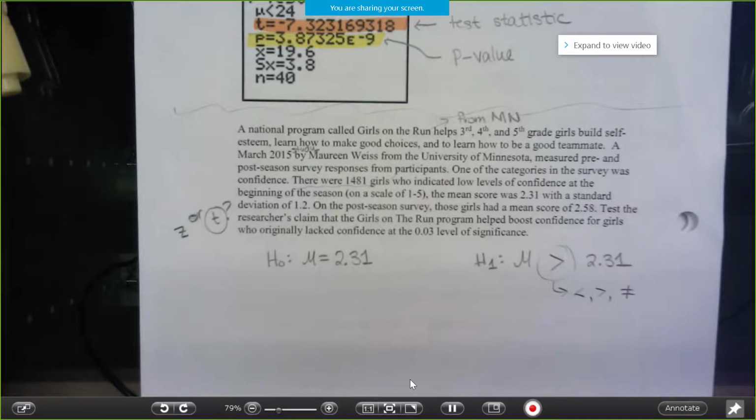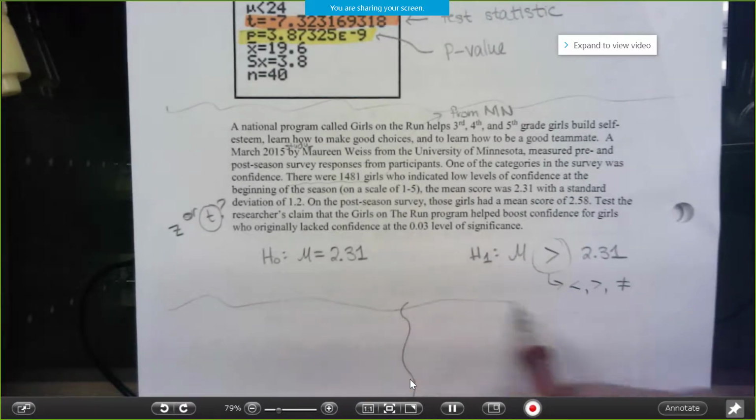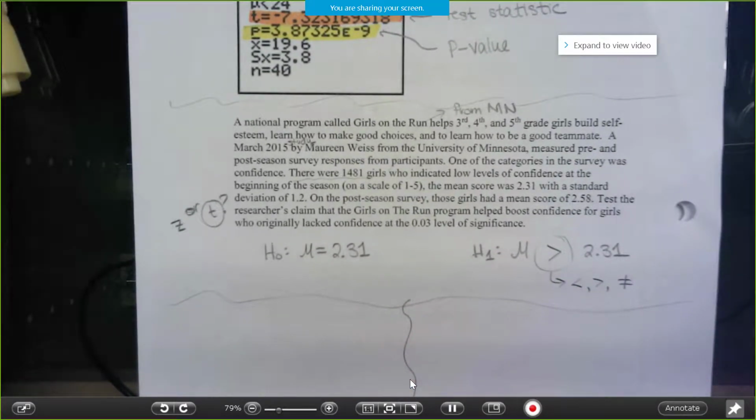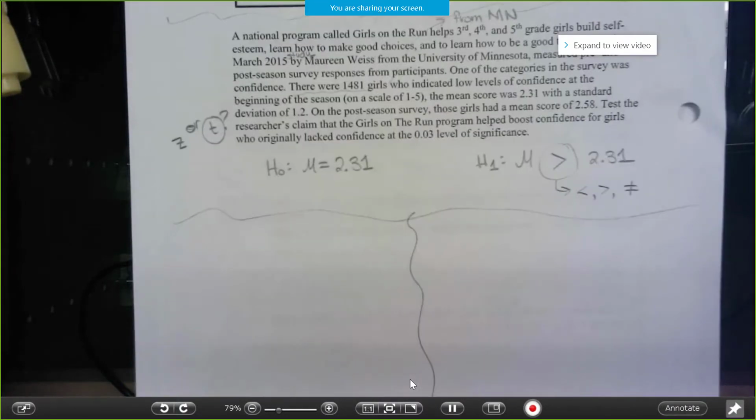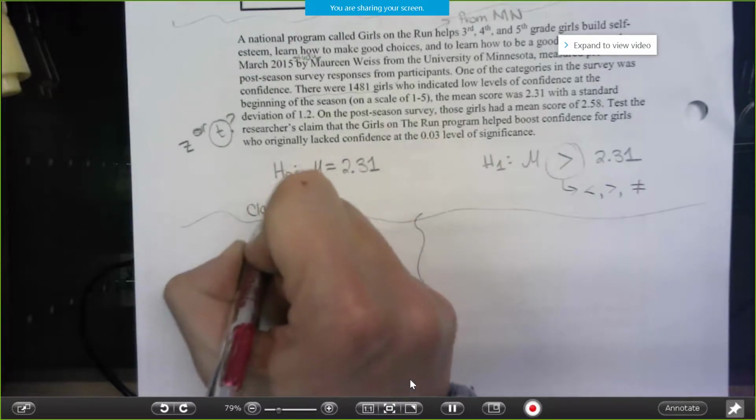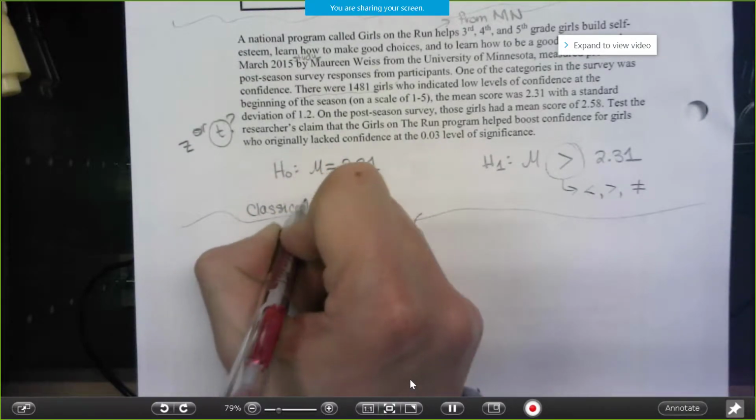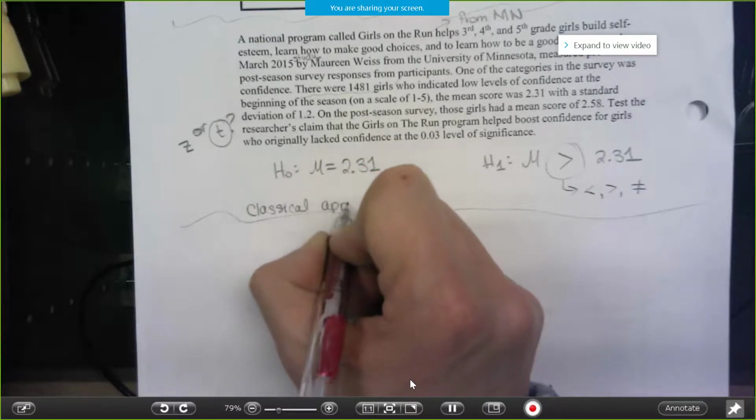Okay, so first I'm going to run through how we did it before the test, and then I'm going to show you the quick way with the calculator, and then from now on we'll always use the quick way, but I want to show you that we'll get the same results either way. Okay, so say I was doing the classical approach, which is where I draw my graph and the rejection region.